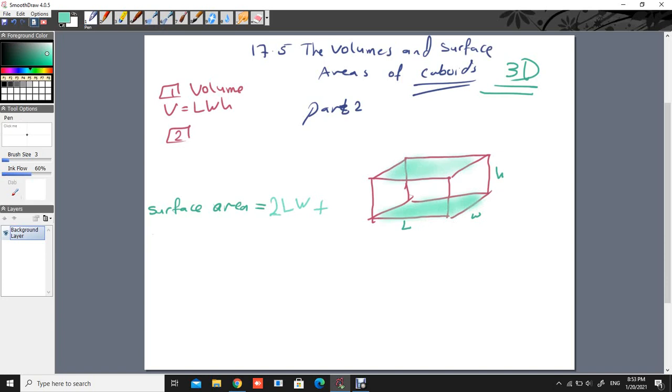Now let's talk about this rectangle and this rectangle. They are congruent, so you have to find the area of these 2 rectangles. So 2 times, how can I find the area of this rectangle? Width times height, plus.